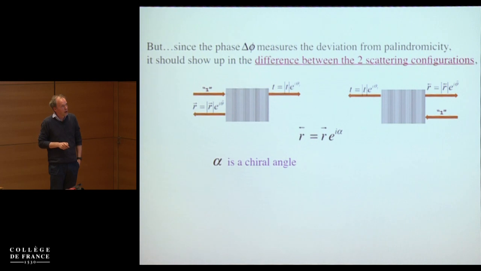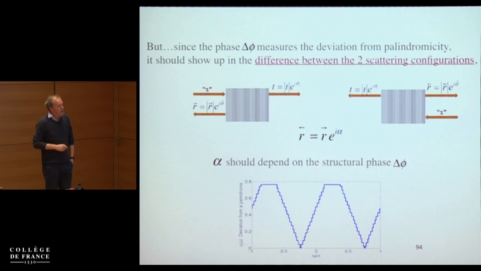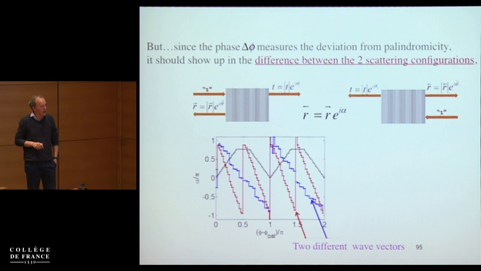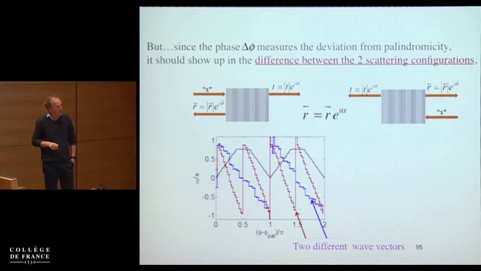Here I call alpha this chiral angle that measures the difference between the two. If I plot this chiral angle as a function of delta phi, which is this plot, then what I obtain is this: alpha as a function of delta phi, plotted for two different wave vectors. This is alpha for a given gap, this is alpha for another gap, and you see that this chiral angle depends on delta phi.